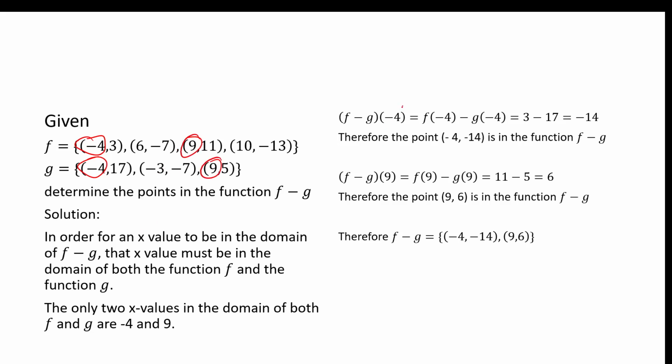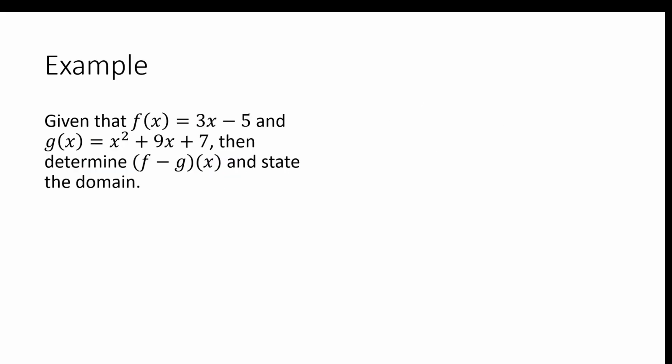So f minus g of -4 will be equal to f of -4 minus g of -4, which is 3 minus 17, which is -14. So that means -4, -14 will be in the function f minus g. And f minus g of 9 will be f of 9, which is 11, minus g of 9, which is 5. 11 minus 5 is 6. And so we can say that the point 9, 6 is in the function f minus g. And so we can say that f minus g is equal to the function shown.